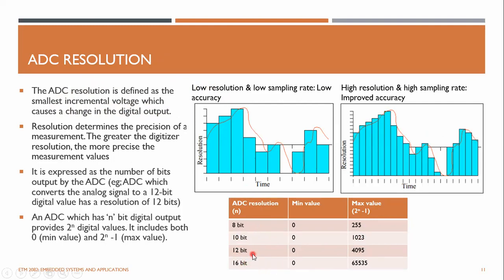PLCs have resolutions up to 16-bit. Some microcontrollers also have 12-bit. You can use a 10-bit ADC to get 8-bit resolution in a microcontroller, right? You can always go to a lower resolution if you have higher storage.